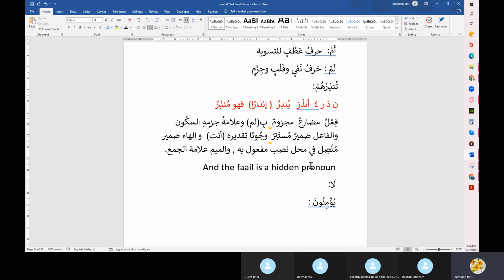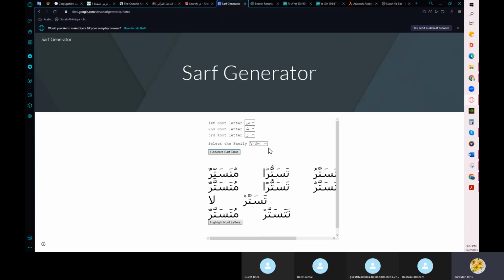My Sarf is not so good. So that's why I was asking, what is the masdar for mustatirun? Mustatirun, the root letters are sin, ta, and ra, right? So what family is this? This looks like 8. I'm sorry, 10, right? Sin, ta, and ra. This is a root letter. Oh, okay. So it should be 8 then. So istatara. Yes, you're right. That is family 8, right? Yes. Istitara. So this masdar is here.